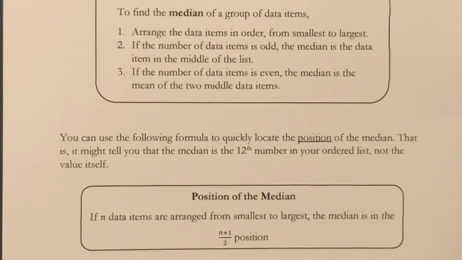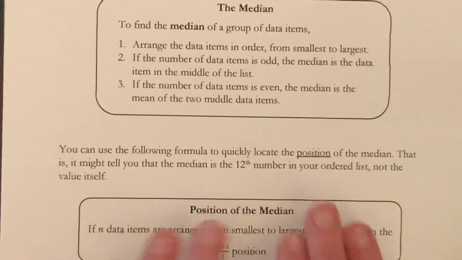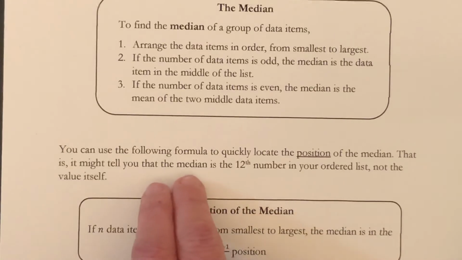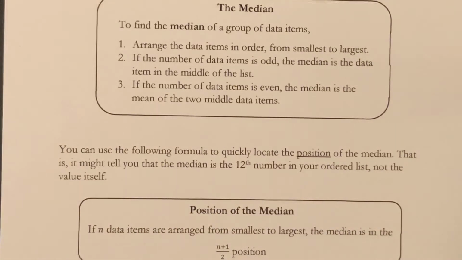Okay, so if we have a large data set, it's never fun to list everything in order. But it can be very useful if we just know where to look. If we have a long list, what position is it in? That would be a whole lot easier than pairing them off and trying to find out the middle. And this formula will help us do that. It only gives the position. It might tell us that the median is in the 12th position once we have everything listed in order. But it's not going to tell us what that value is. It's just going to tell us where to look.